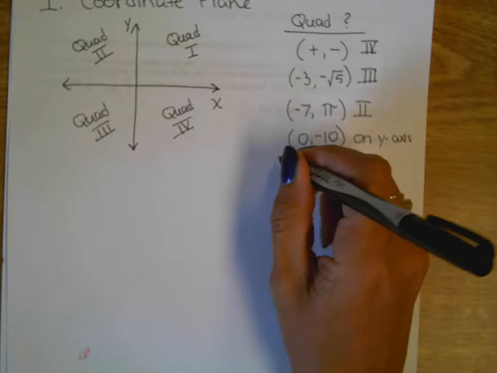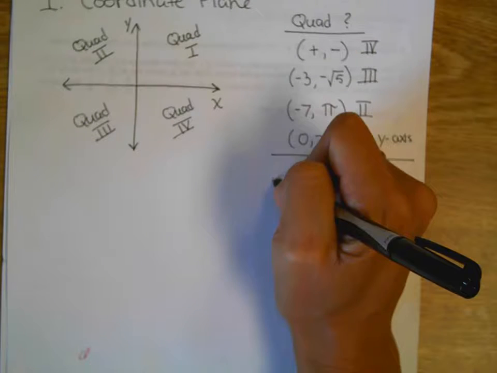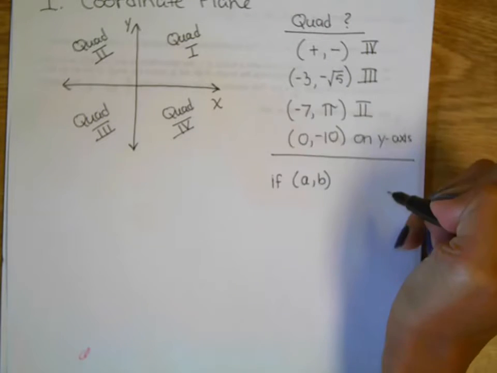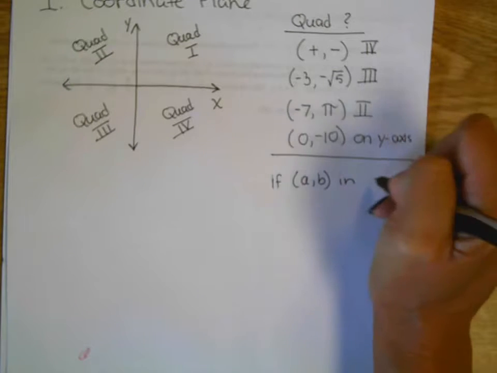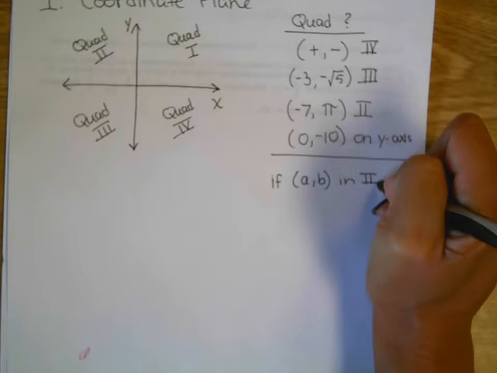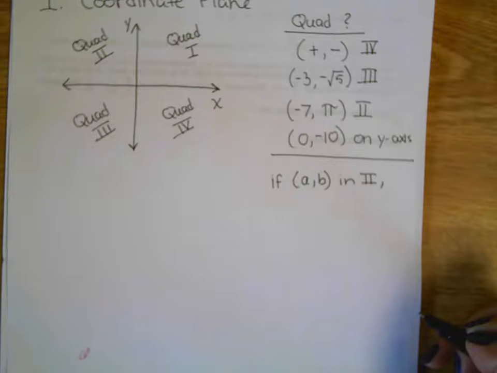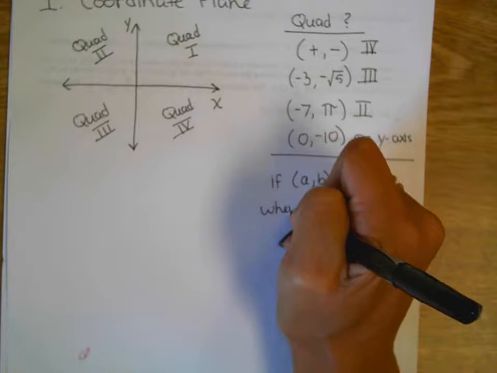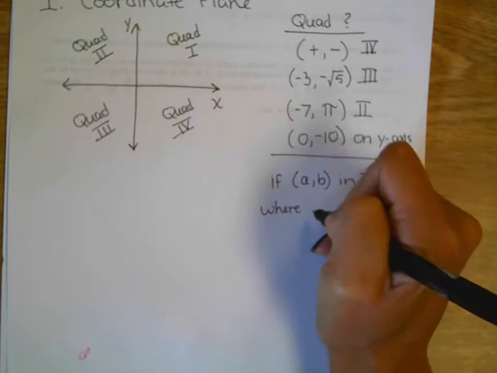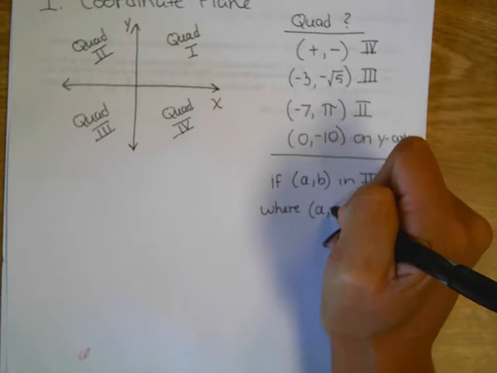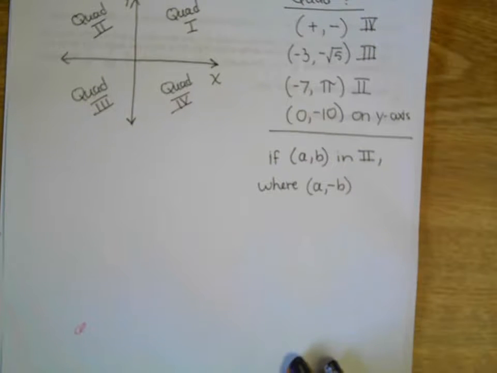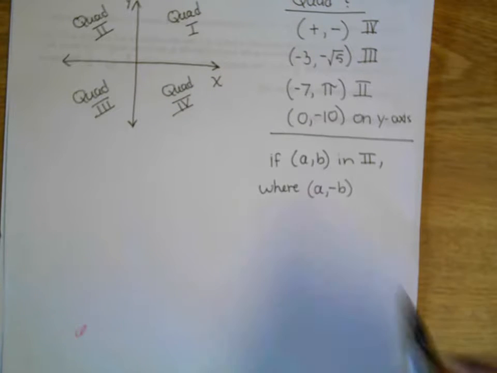Okay. Second part of this. If point AB is in quadrant 2, then where, meaning which quadrant, would A, -B be at? He's quick. You would too. Okay, let's think about it.